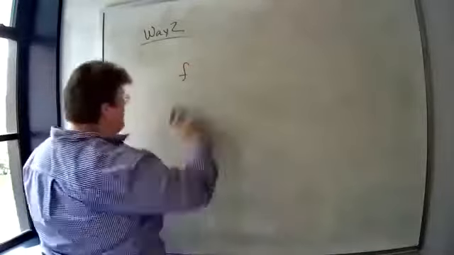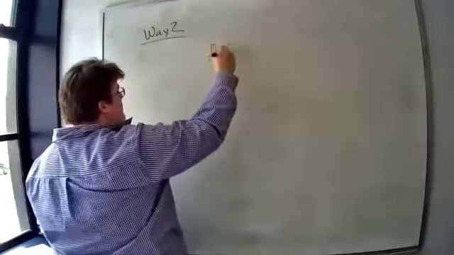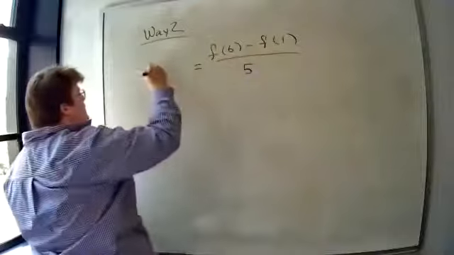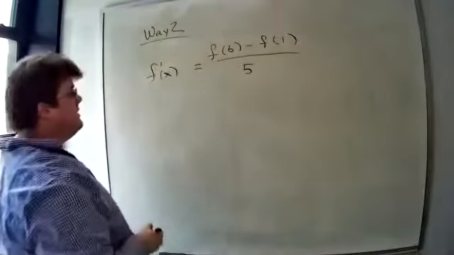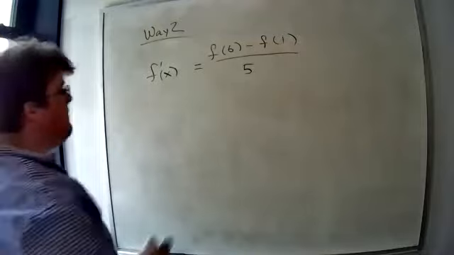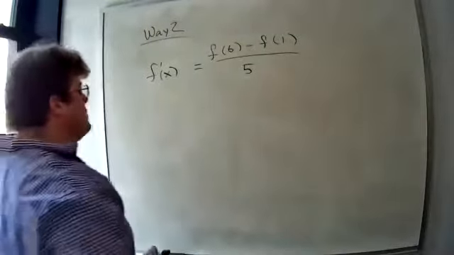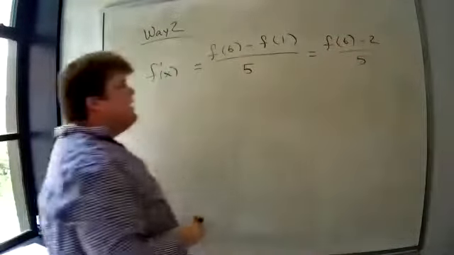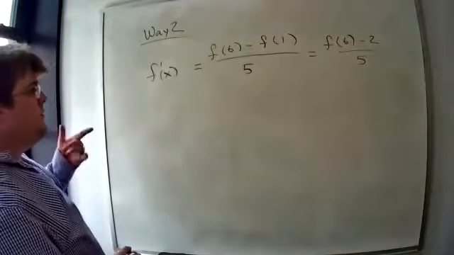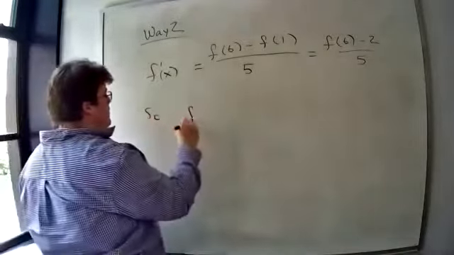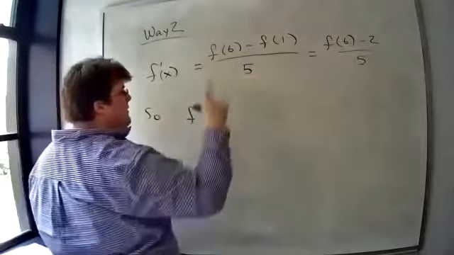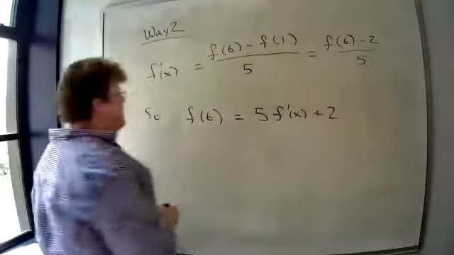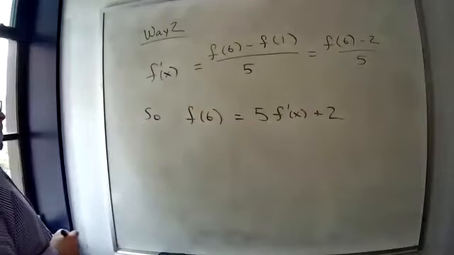So the slope of that secant line was what? f of 6 minus f of 1 over 5. And the mean value theorem says the derivative inside the interval 1 to 6 is equal to that, over 5 because it's 6 minus 1. But it also tells us f of 1 is 2. Well, we can use that and solve for f of 6. Solve for f of 6, multiply by 5, add 2. So f of 6 equals that.